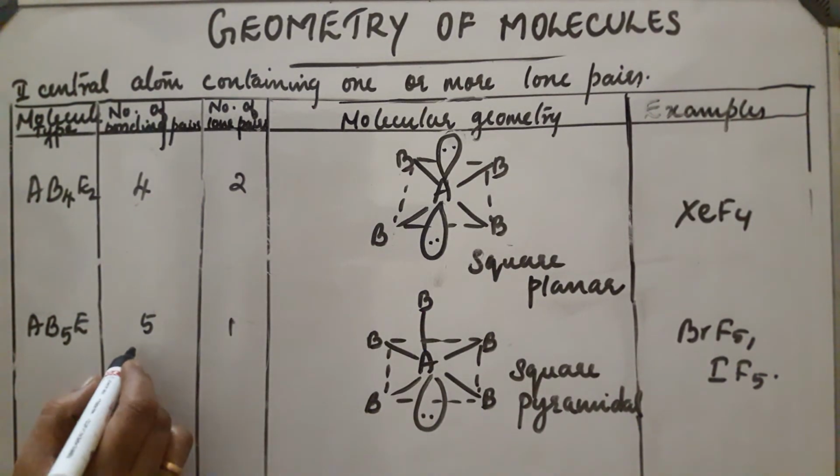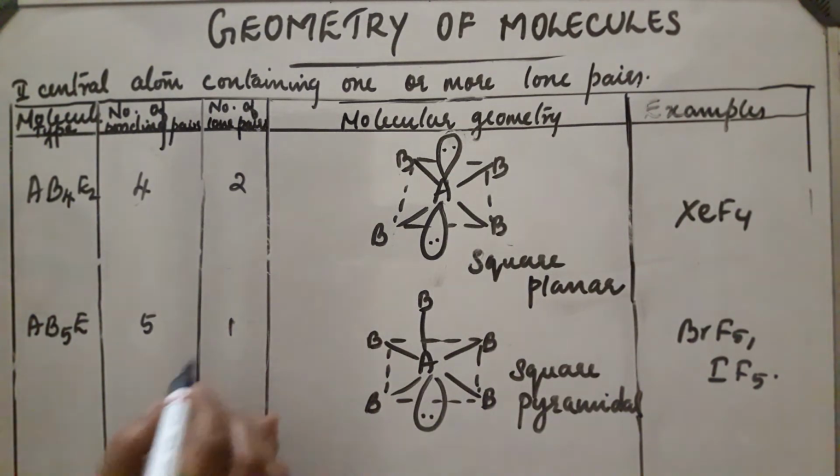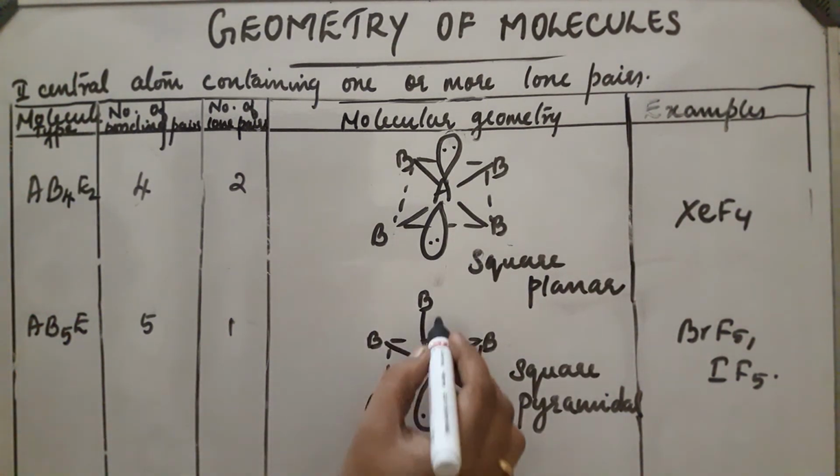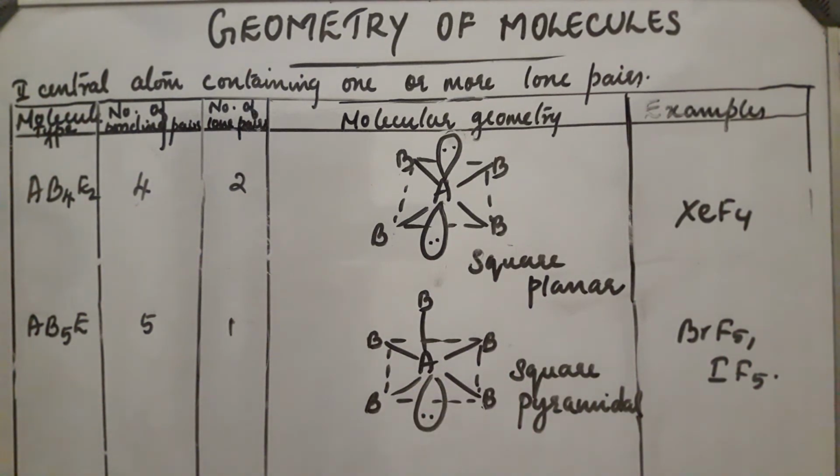Next type is AB5E. It contains 5 bond pairs and 1 lone pair. Here the geometry is just like octahedral geometry but it contains 1 lone pair which occupies more space and the shape gets distorted into a square pyramidal shape. So the geometry is square pyramidal. Examples are BrF5, IF5.